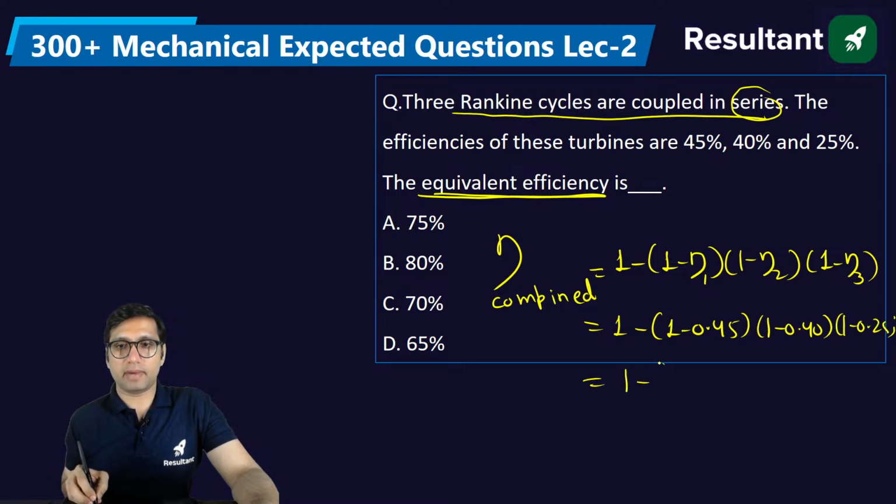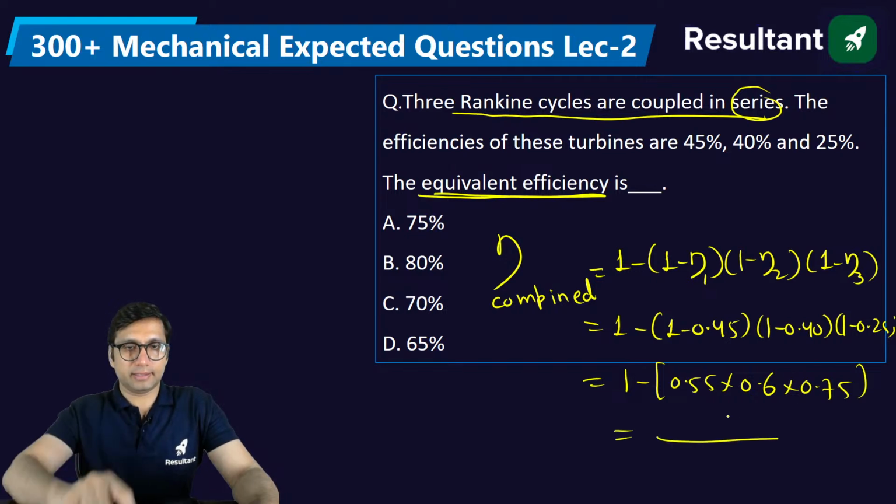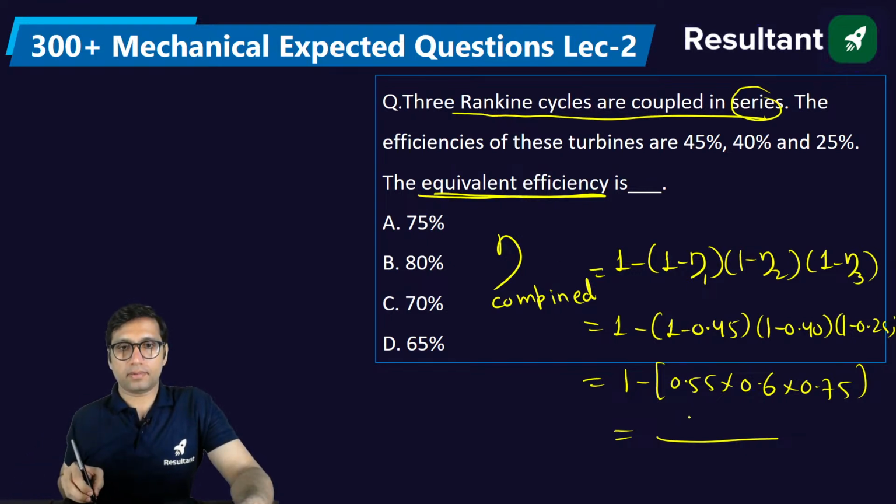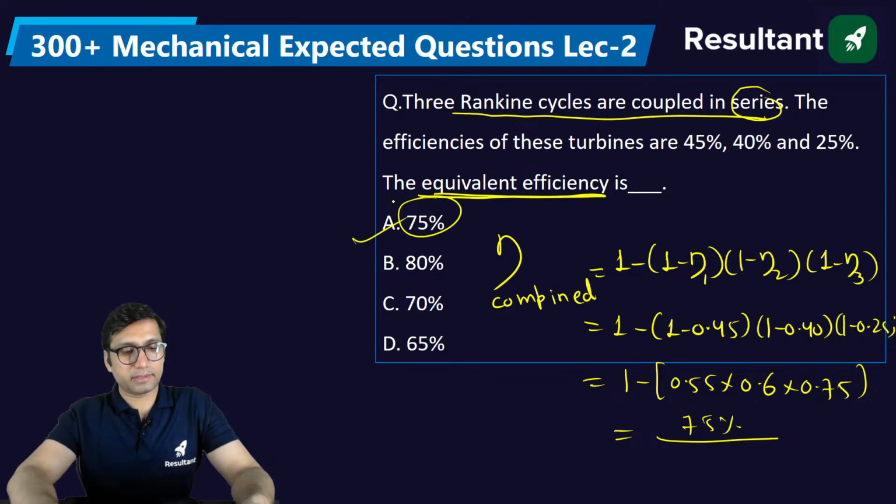Solve it, you will get 1 minus 0.55 into 0.6 into 0.75. You will get the answer. What value you are getting? Tell me. Solve it, everyone. Tell me the answer. So if you solve it, you will get somewhat around 75%, close to 75. All right. Although 76, you will get 76, but 76 is not the right answer.